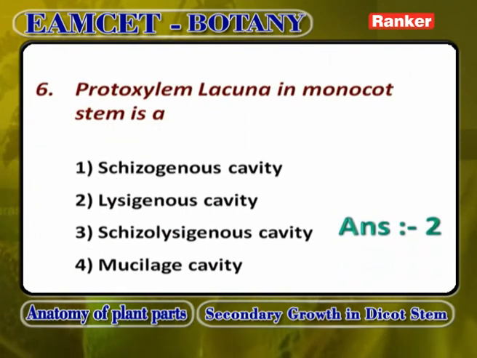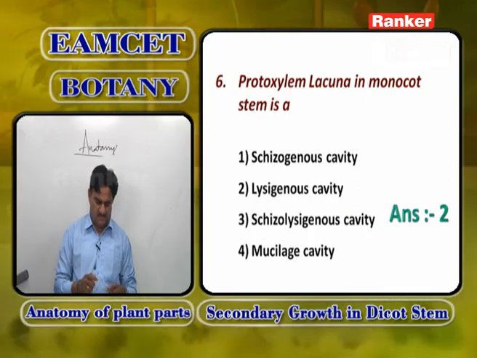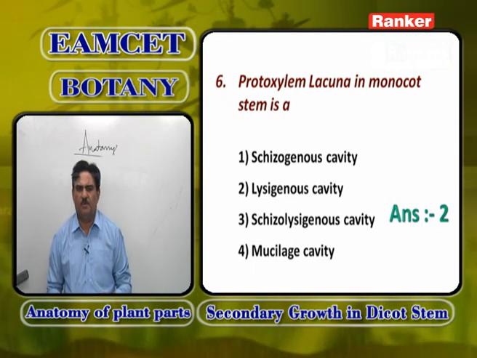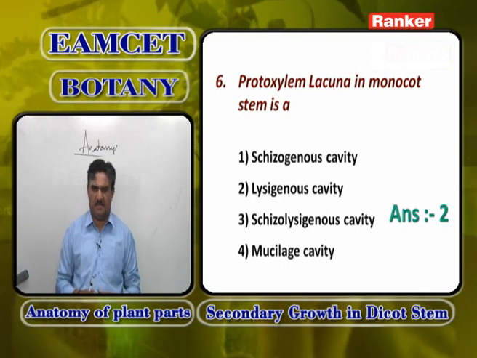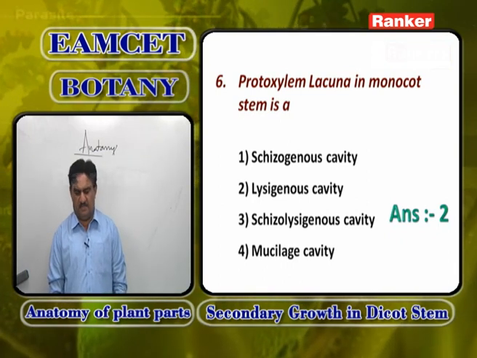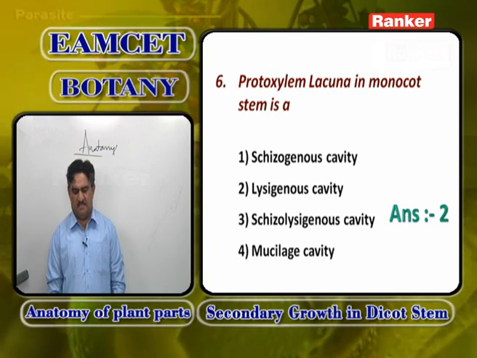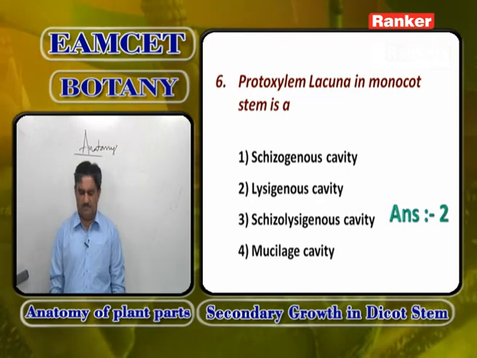Protoxylem lacuna in a monocot stem is formed by the disintegration of cells, not by the expansion of intercellular spaces. The protoxylem lacuna, or lysigenous cavity, in a monocot stem is present just below the protoxylem vessels and formed by the disintegration of cells. Hence it is not a schizogenous cavity, not a schizolysigenous cavity, not a mucilaginous cavity; it is a lysigenous cavity formed by the breakdown of cells. So the answer is 2.